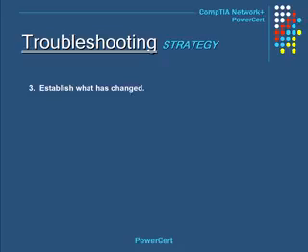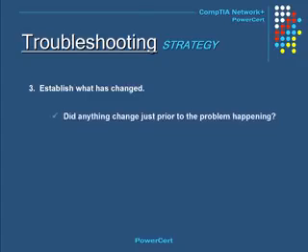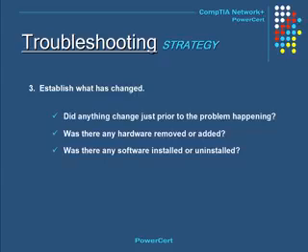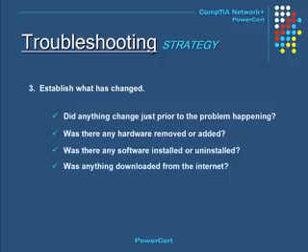So after you identify the area, the next step is to establish what has changed. Problems don't occur at random, they happen for a reason. So the next question to ask is, did anything change just prior to the problem happening? Was there any hardware removed or added? Was there any software installed or uninstalled? Or did the user download anything?